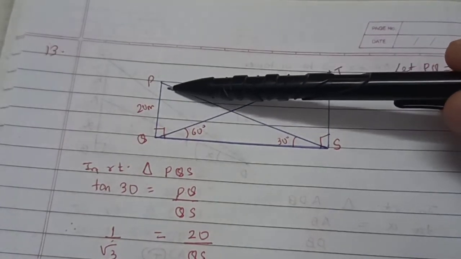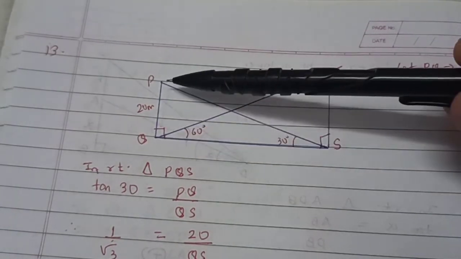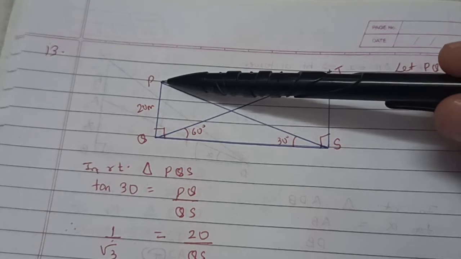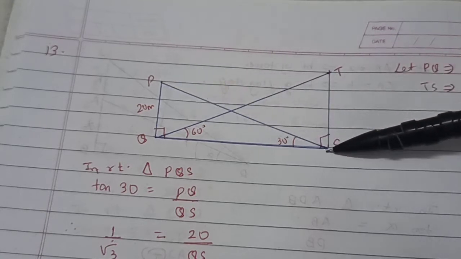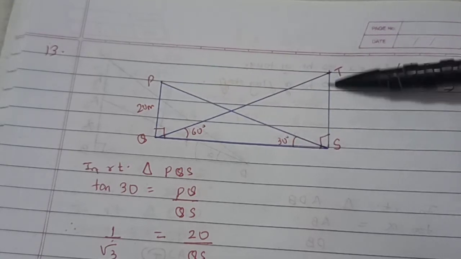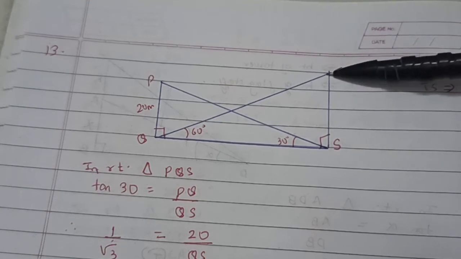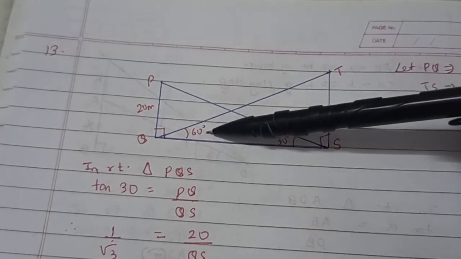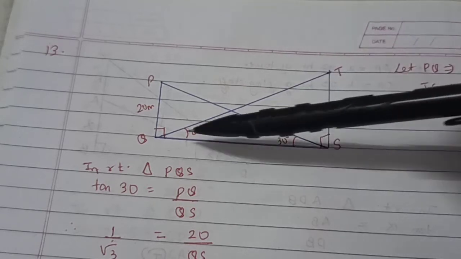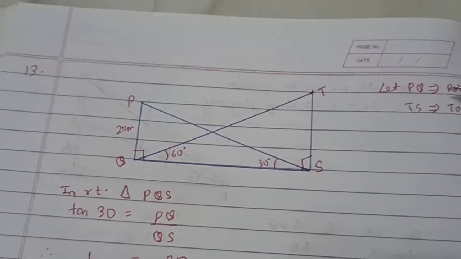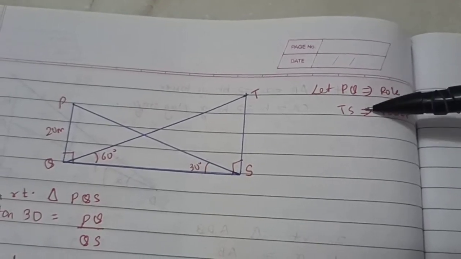The pole is 20 meters high, and the angle of elevation of the top of the pole from the foot of the tower is 30, and the angle of elevation of the top of the tower from the foot of the pole is 60. We have to find the height of the tower and even the horizontal distance between them. So let PQ be the pole and TS be the tower.